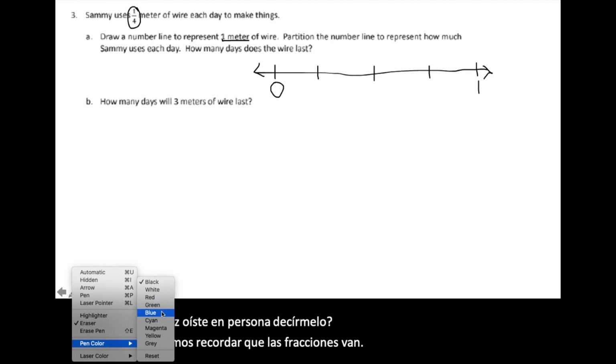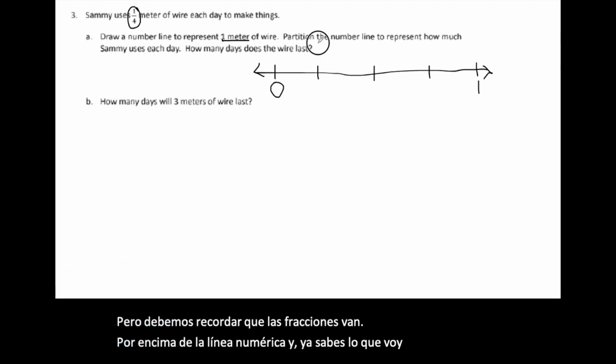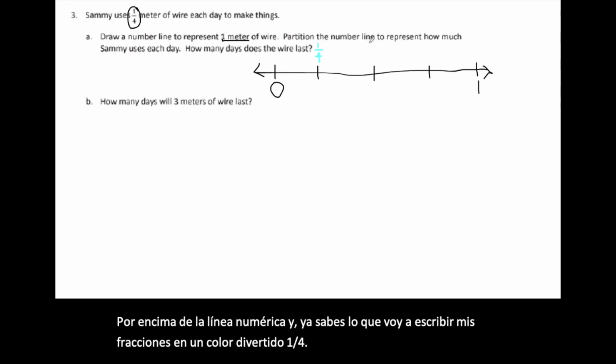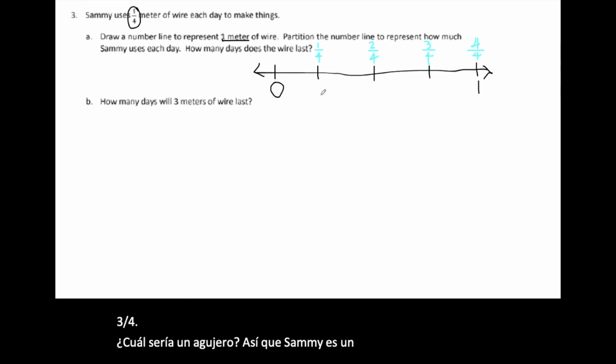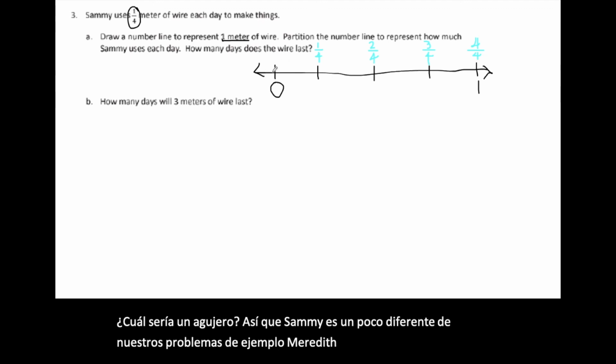And you know what? I'm going to write my fractions in a fun color. 1/4, 2/4, 3/4, 4/4, which would be 1 whole. So Sammy is a little different than our example problem of Meredith. Each day, Sammy just uses 1/4.